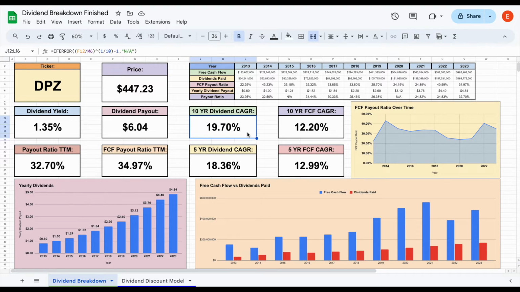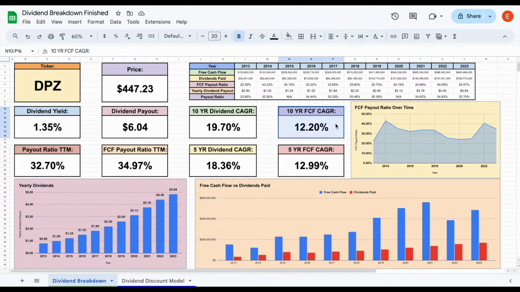So for example, let's say the average inflation rate during that time is around 2 or 3%. If you had invested into Domino's Pizza during that time, your dividend increases would way outpace the rate of inflation, meaning you're getting more purchasing power every single year. And the 5-year dividend growth rate is phenomenal as well, sitting at 18.36%. So this company has been a compounding machine when it comes to their dividend.